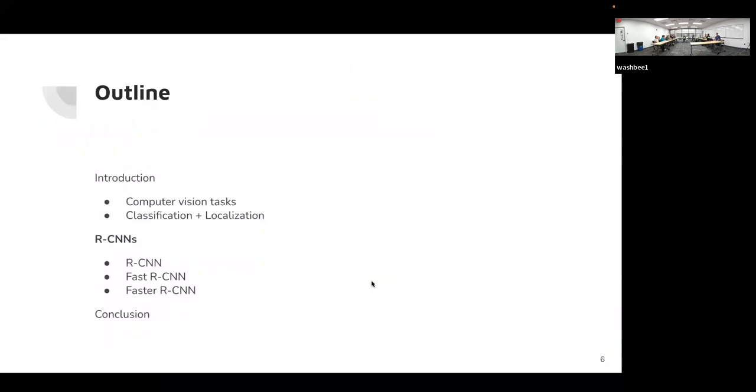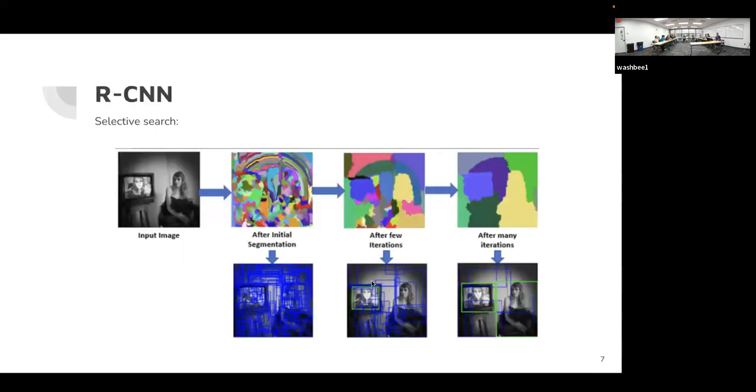And let's go briefly over the first two members of the RCNN families of object detection architectures.